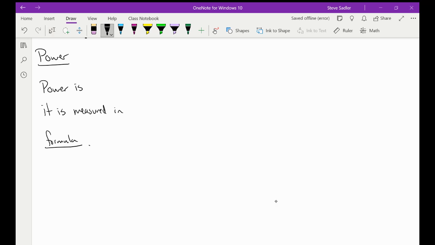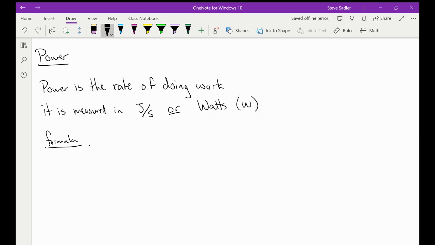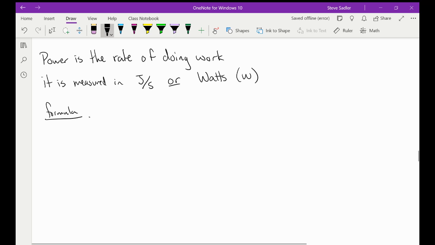So, power is the rate of doing work. It is measured in joules per second, which instead of writing joules per second, we have a new unit, but we call it watts, which is a W. So power is in watts. It's the rate of doing work.